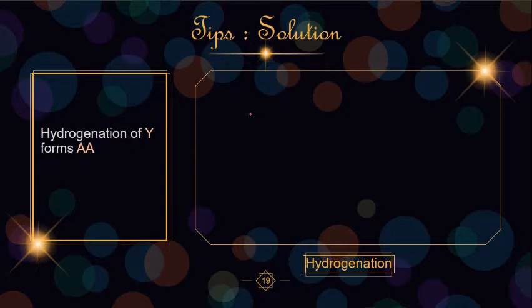They said hydrogenation of Y. Y of course we know is an alkene, reacting with hydrogen gas, which has platinum as a catalyst. For example, you can use nickel or palladium. You need to choose one only. So you can get AA, but still I don't have the clue for this.